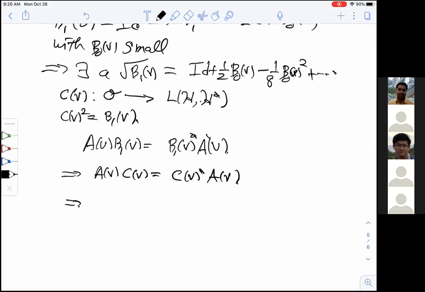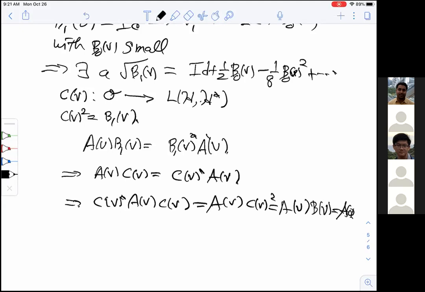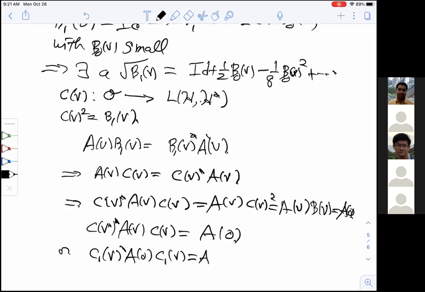And that implies C of V star A of V, C of V is A of V, C of V squared, which is A of V, A of V, B of V, which is A naught. Okay, so C of V squared, A V, C of V is A naught, or C1 of V star A naught, C1 of V is A of V, where C1 is the inverse of C naught of C. Okay. Replace it by its inverse and you get the opposite equation.